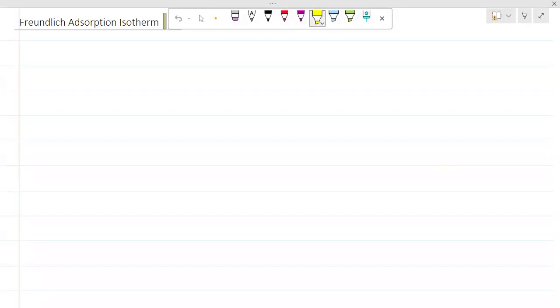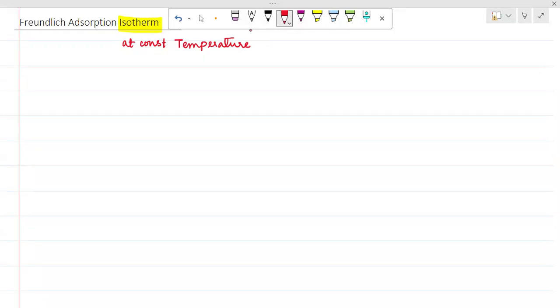All right, so by now we know what an isotherm is. Isotherms are those graphical representations which are plotted at constant temperatures. And today we are going to discuss one among the different types of adsorption isotherms that we have to learn. Its name is Freundlich adsorption isotherm. It's very easy. So let's start with the equation.